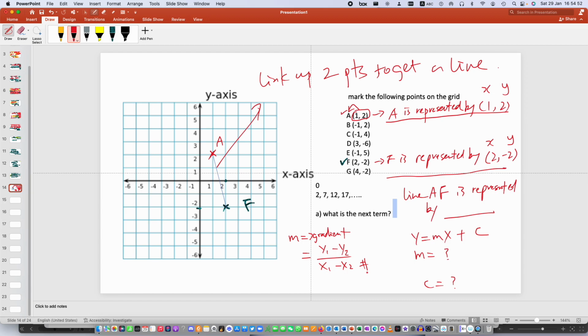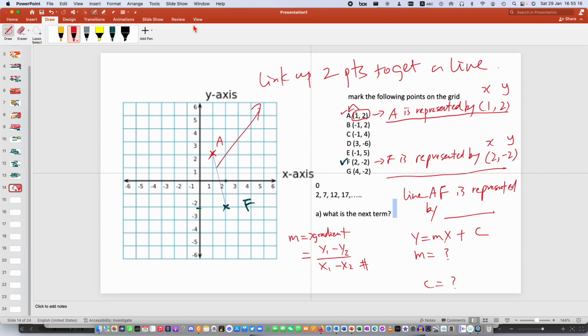Read it out. X, y1 minus y2 over x1 minus x2. This is a formula. Very good. Repeat. Find m. How do you find m? y1 minus y2 over x1 minus x2.